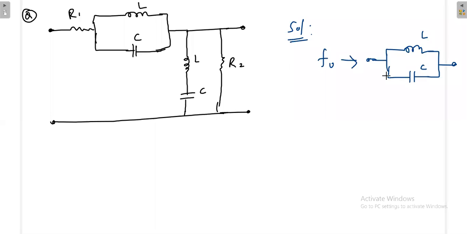Yes ma'am, when I am at resonance, only the real part. Resistance real part will be there. Resistance real part, that I know. What is the equivalent circuit for L and C? Anyway, resistance real part will be there. What is the equivalent circuit of LC parallel combination at resonance?